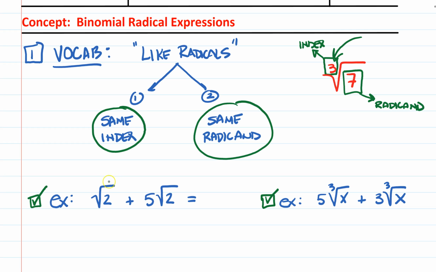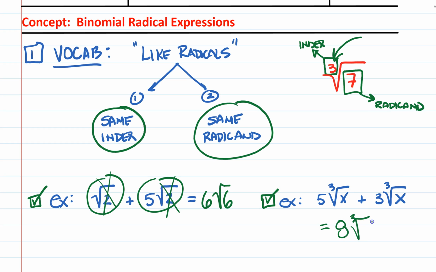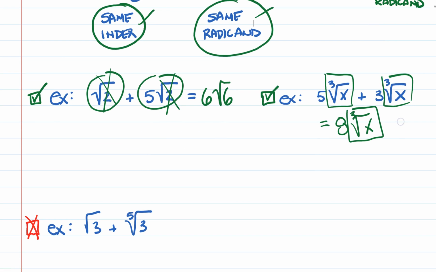Here's an example. The square root of 2 plus 5 times the square root of 2 makes 6 square roots of 2. So you kind of consider the radical sign as an x variable, right? So x plus 5x gives me 6x. Check this one out. 5 times the cube root of x plus 3 times the cube root of x make a grand total of 8 cube roots of x. So again, if I consider this whole thing as a like box, then 5 box plus 3 box makes 8 box. So whatever's inside the box, as long as it has the same index and the same radicand, you're good to go.